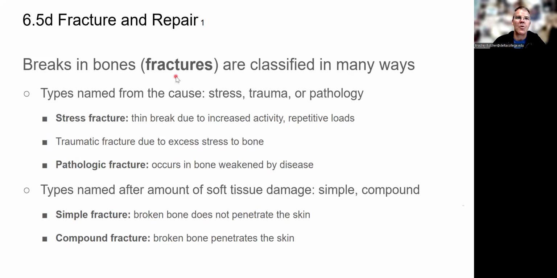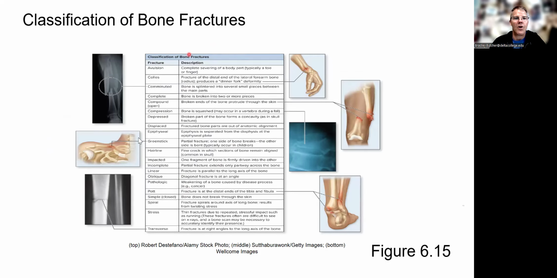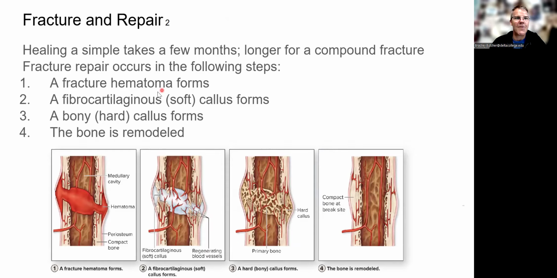Breaks. So we're going to go just real quickly through breaks in bones. All breaks in bones are called fractures. Don't say, oh, did you break it or did you just fracture it? They're all fractures, and they come in lots of different ways. Stress fractures, traumatic fractures, pathological fractures. They're named after the amount of soft tissue damage that's happened. Simple fractures, compound fractures. If you want to know all about fractures, read into this, and orthopedics is in your future.